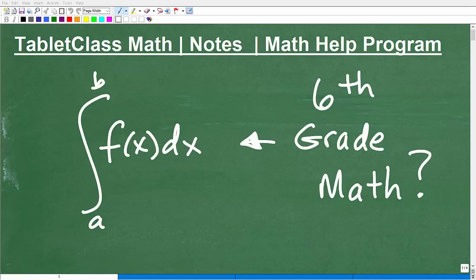Okay, how would I explain calculus to a sixth grader? So here we have a little question here. Is this sixth grade math? And what we're looking at right here is calculus. And of course, the answer is no, we don't learn calculus in sixth grade.